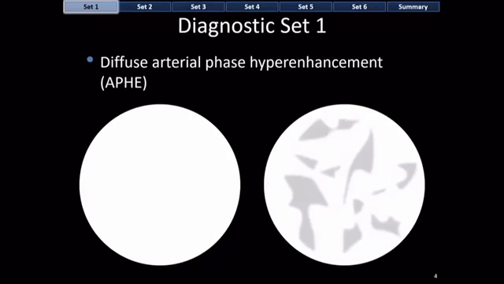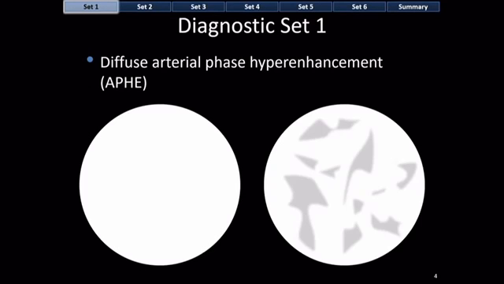So let's start with diagnostic set number 1, diffuse arterial phase hyperenhancement. And let me just start with a warning. You'll see that there are 6 diagnostic sets we will review. This one is by far the longest. So if in 20 minutes or so we're still on diagnostic set number 1, please do not panic. My lecture will not be 4 or 5 hours long.